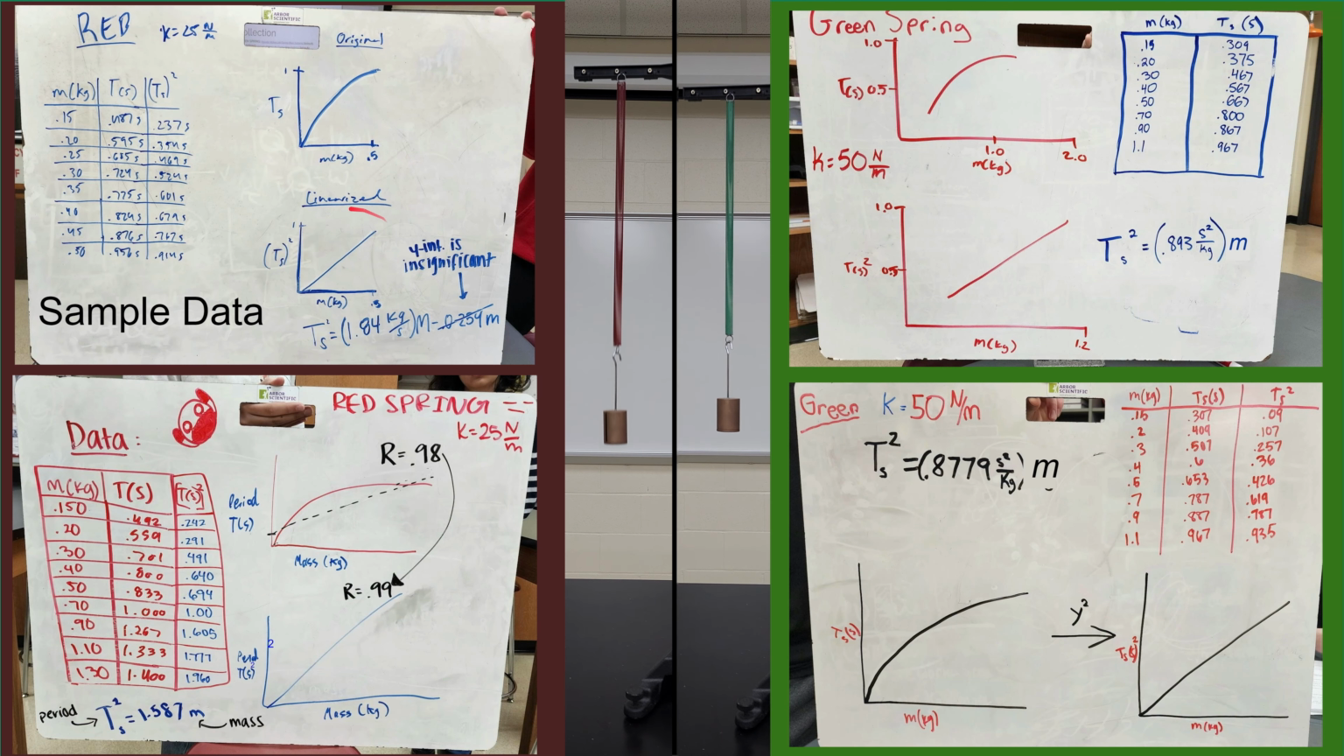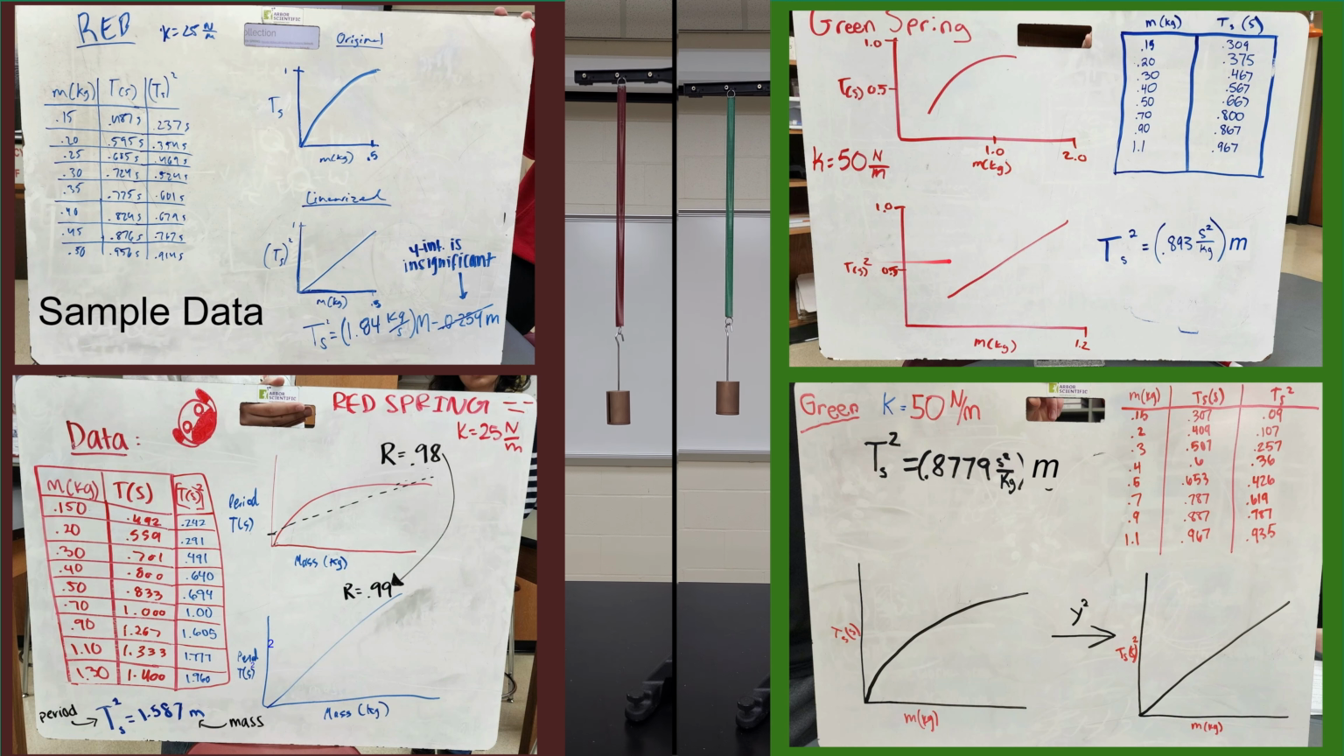And so every group ended up squaring what was on their y-axis, taking the period squared and graphing that versus mass, because in order to linearize a side-opening parabolic relationship, you've got to square whatever's on the y-axis. And so each group ended up doing that to get a linear relationship between two different variables, period squared and mass, so that they could write the equation for how period is related to mass.